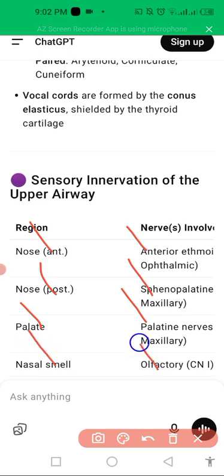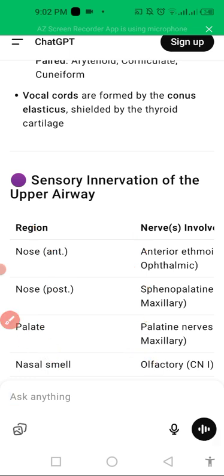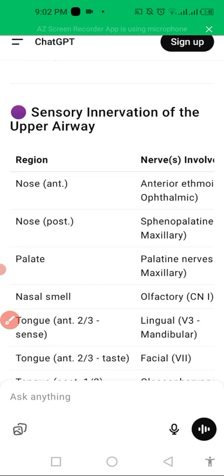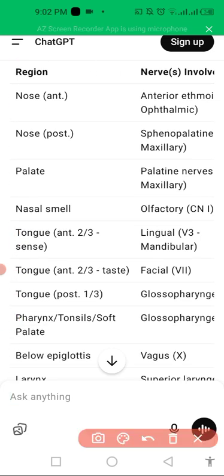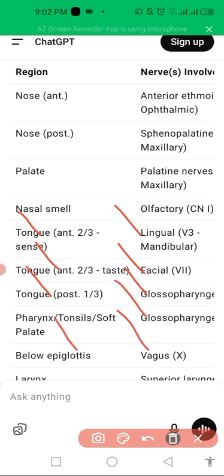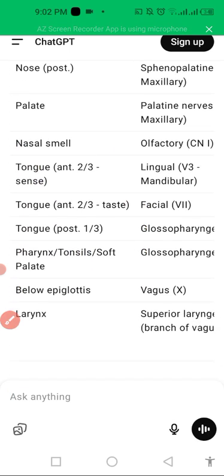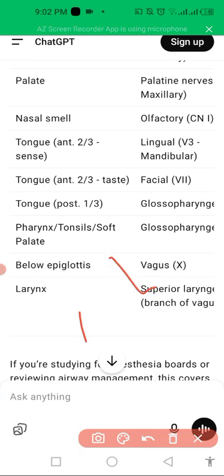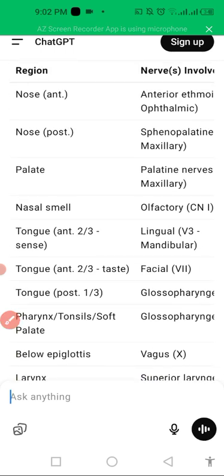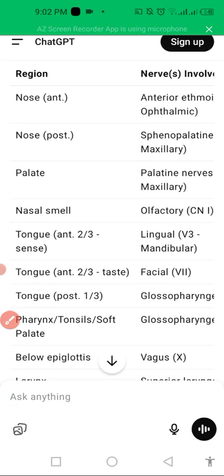Smell sensation is carried by the olfactory nerve, which is cranial nerve 1. Another one is the tongue: the anterior two-thirds sensation is carried by the lingual nerve, the posterior two-thirds by the facial nerve, and the posterior one-third by the glossopharyngeal nerve. Below the epiglottis it is the vagus nerve, and to the larynx there is the superior laryngeal branch of the vagus nerve. So this is the common anatomy of the pharynx and its nerves.